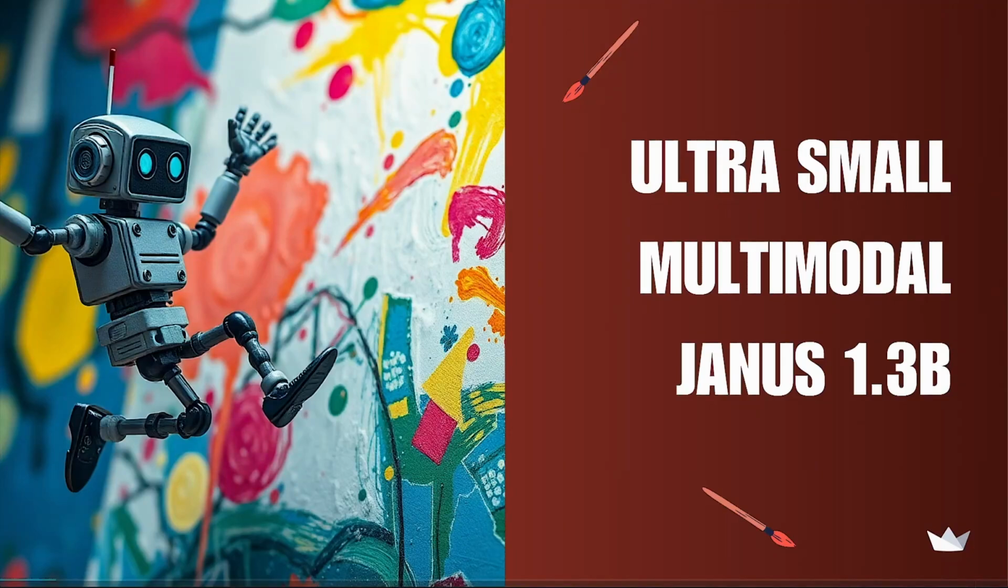Today we are diving into something really interesting. Janus 1.3b, one of the tiniest yet competent, truly multimodal LLMs. What sets this model apart is that despite its smaller size, it delivers powerful results in natural language processing and image generation. This is a perfect example of where AI is heading: smaller models yet versatile and multimodal.